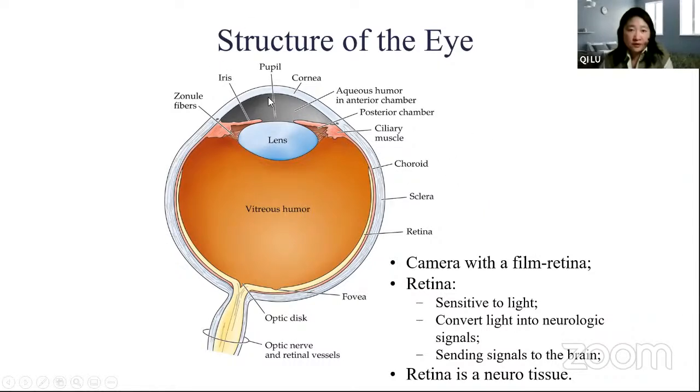The light comes through the cornea, then passes through the anterior chamber, then is focused by the lens, then goes through the vitreous chamber, then hits the retina. The retina is at the very back of the eye. When the light hits the retina, it converts the light signal into electrical activity, which is then sent to the brain through the optic fiber. So actually, the retina is like a piece of CCD.